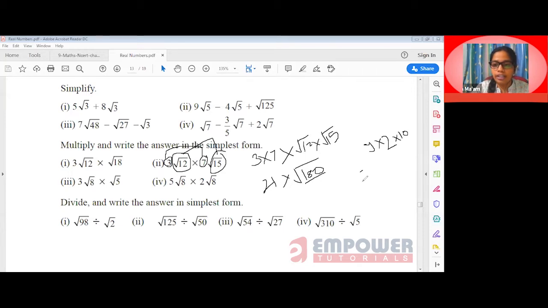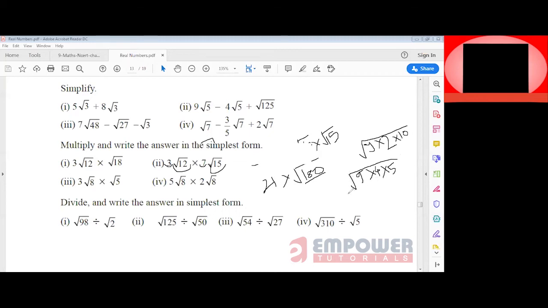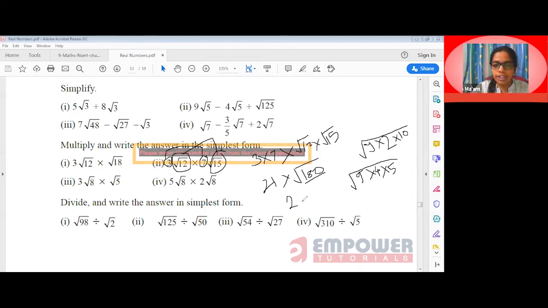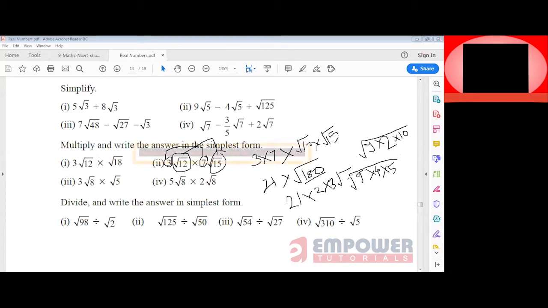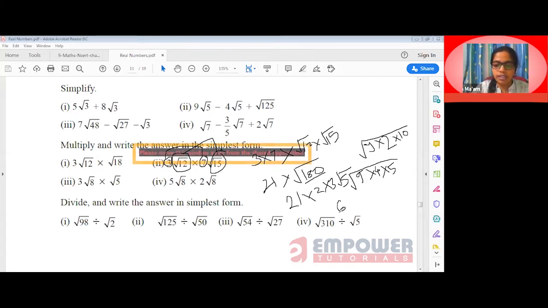So again, you will get 9 into 4 into 5 in square root. Okay, so this must be under square root. Factors of this. Okay, into 2. So this will be 21 into 2 into 3 into root 5. So this is 21 into 6, so this will be 126 root 5. So this will be the simplest form of this.